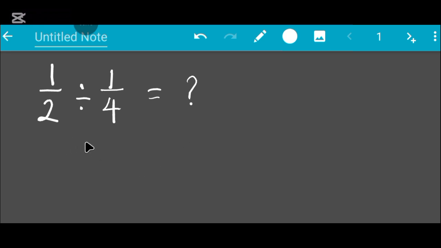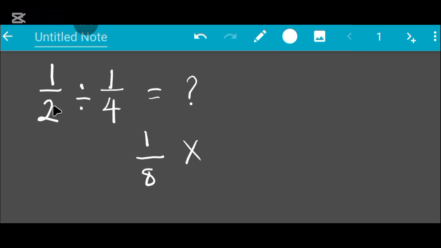Now, some people will solve this equation like this. 1 multiplied by 1 on top of 2 multiplied by 4, which is what? 8. This is the answer some people would get because they multiply these two and multiply these two. This rule did not follow any mathematics law, so it is not correct.